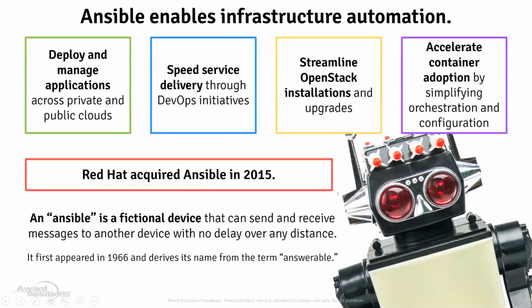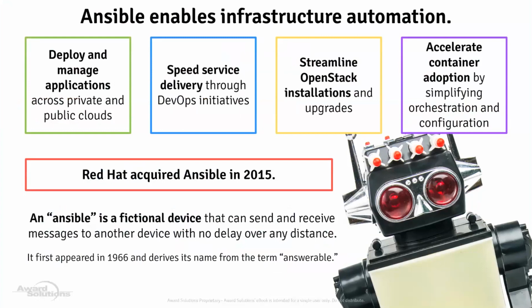So what Ansible's trying to solve is it's trying to enable infrastructure automation. Deploy and manage applications, speed service delivery, streamline installations of things like OpenStack, and accelerate container adoption. Back in 2015, Ansible was acquired by Red Hat, so there's two versions of Ansible. There's an open source version of Ansible, and then there's a paid version of Ansible.